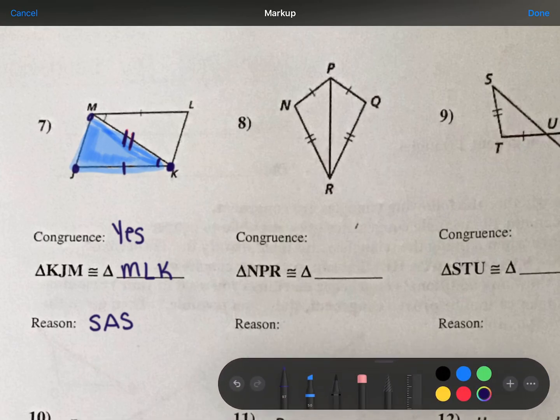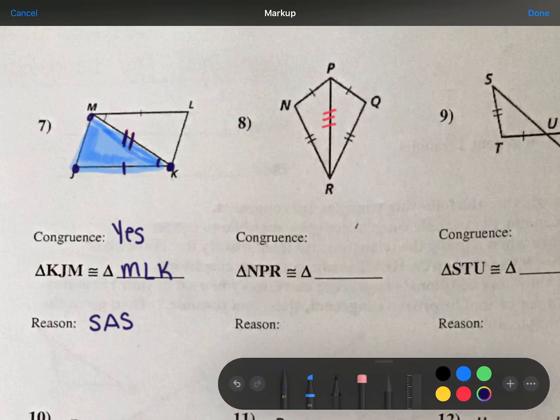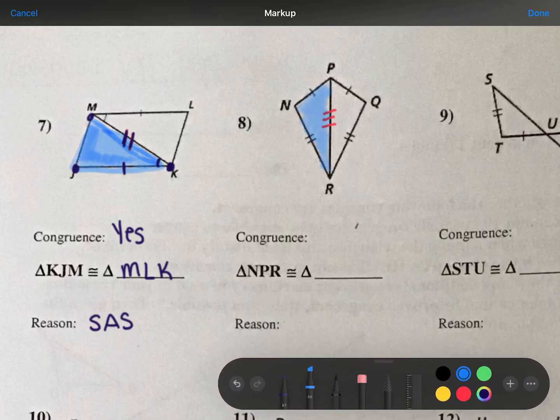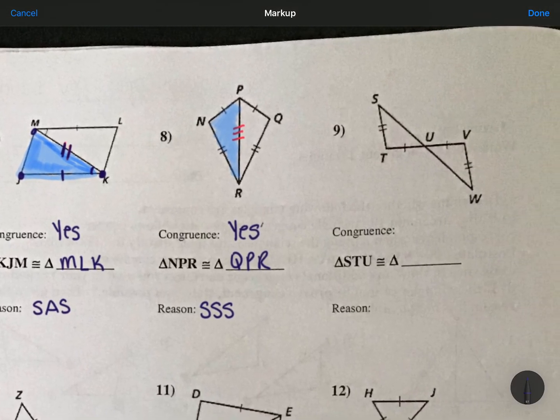Number 8, can I legally add anything? Why, yes, I can. I can add PR because of a reflexive property. So if I focus in on one of my triangles, do I have 3 things? These are the questions you're asking yourself. I do have 3 things. What 3 things do you have? Side, side, side. So now I'm ready to name my triangle. NP corresponds to QP, which leaves me R. Again, you can pause the video and try these, and then unpause to see if you're getting them correct.